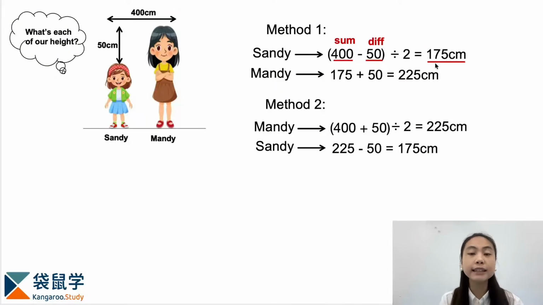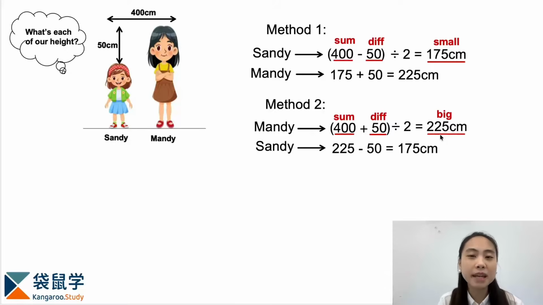So is Sandy taller or shorter? Shorter, which means the number is bigger or smaller? Smaller. So here is the small number. And now let's see the second method. The 400 here also means the sum. 50 is the difference. And now we use sum plus difference divided by 2 to get Mandy's height. So is Mandy taller or shorter? Taller, which means the number here is bigger or smaller? Bigger. So here, bigger number.